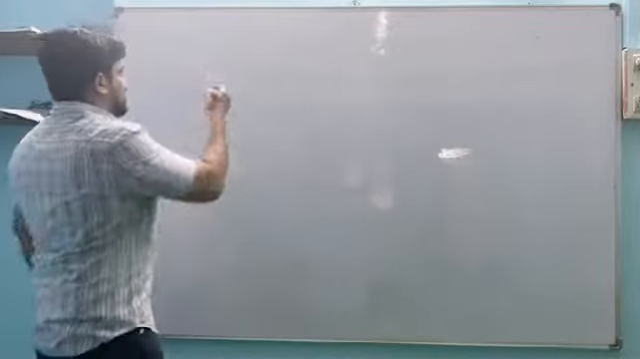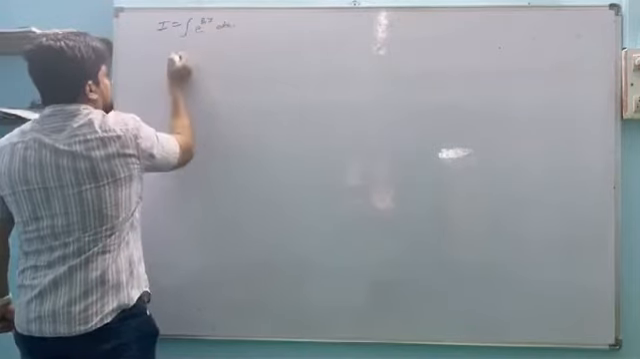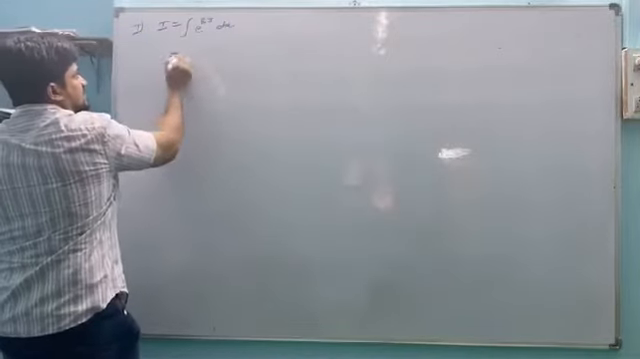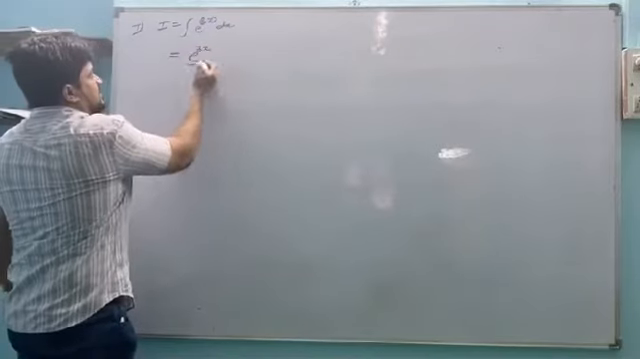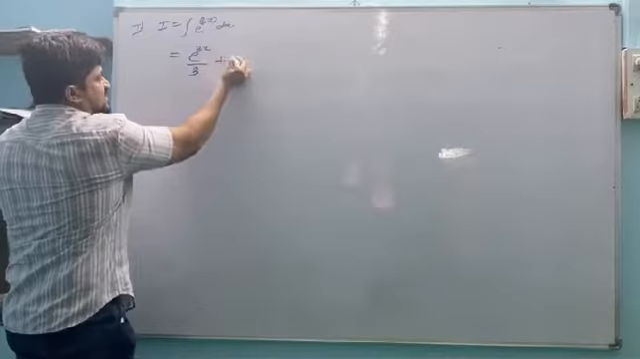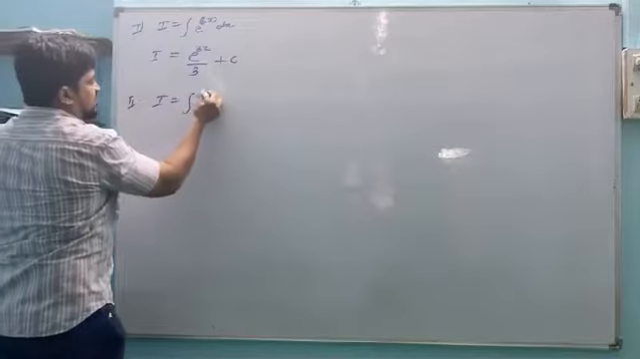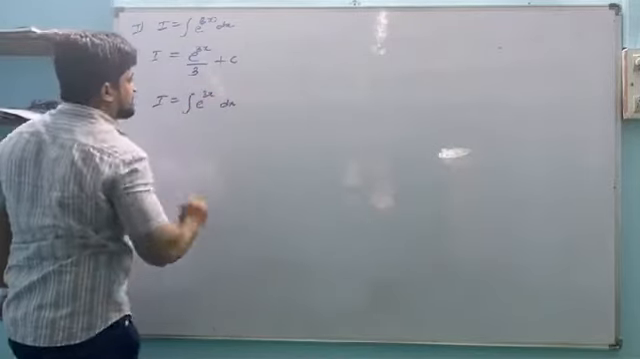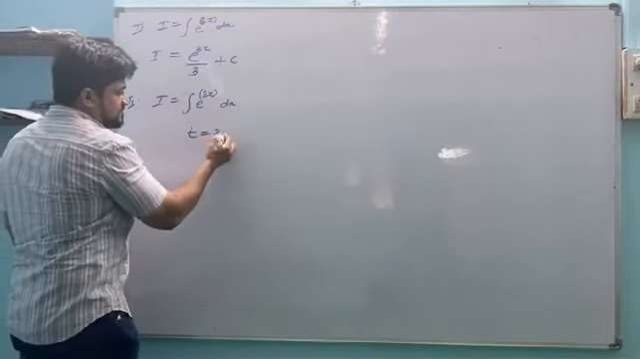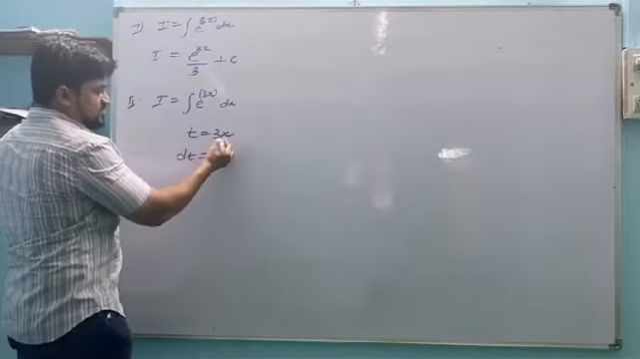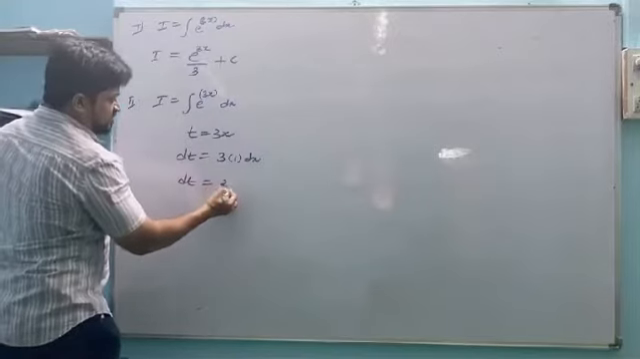Now a different way of solving it. Suppose I equals the integral of e power 3x dx. First method: think of 3x as x, so e power x, inner function derivative, plus c. This is one method. Second method: I equals the integral of e power 3x dx. We consider 3x to be t. Then differentiating, dt equals 3 into the derivative of x, which is 1, dx. Now dt equals 3 dx.